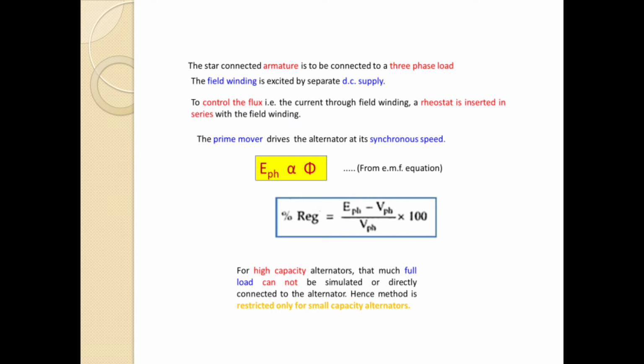E phase is directly proportional to the flux. Percentage of regulation is equal to E phase minus V phase divided by V phase into 100. For a high capacity alternator, that much full load cannot be simulated by directly connecting it to the alternator, hence the method is restricted only to small capacity alternators.